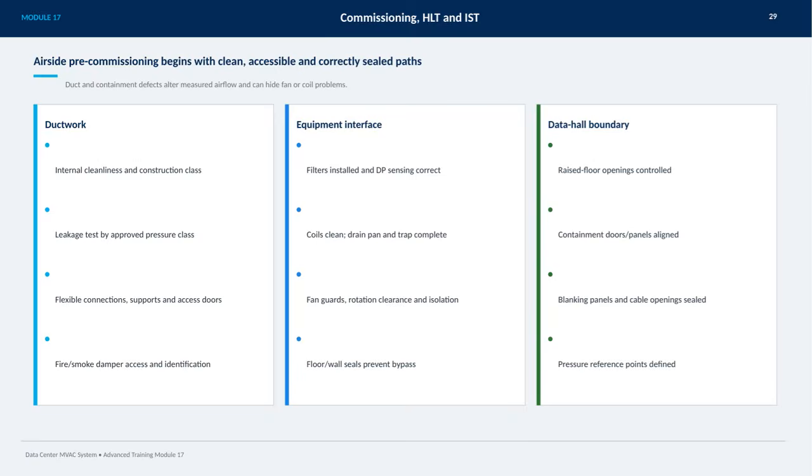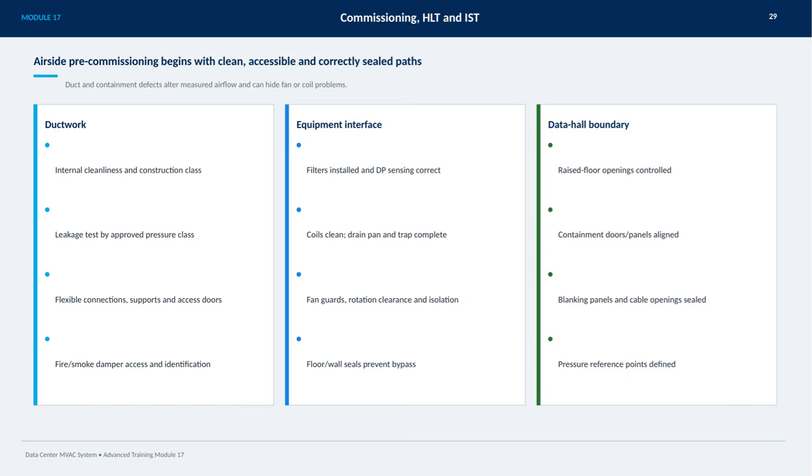Airside pre-commissioning starts with ensuring that all pathways are clean, accessible, and properly sealed. This is crucial because any defects in ductwork or containment can significantly alter the measured airflow, and may also mask underlying issues with fans or coils.